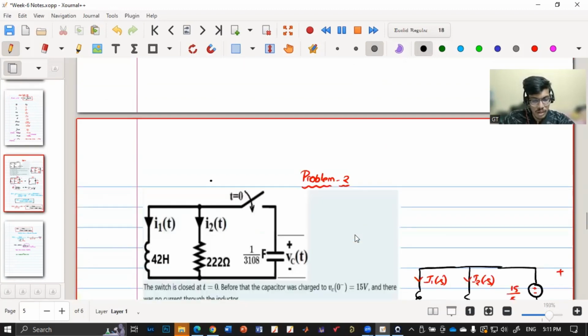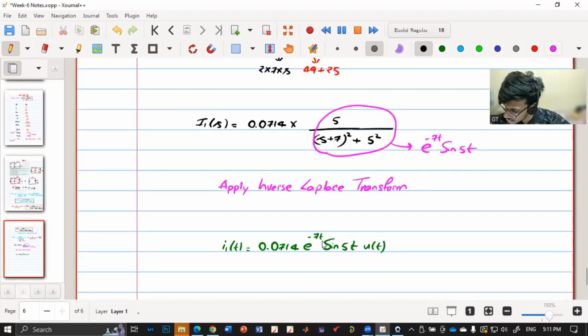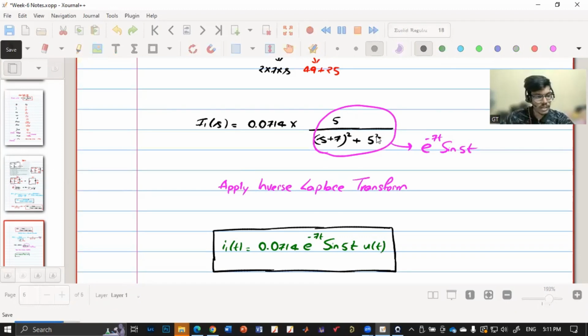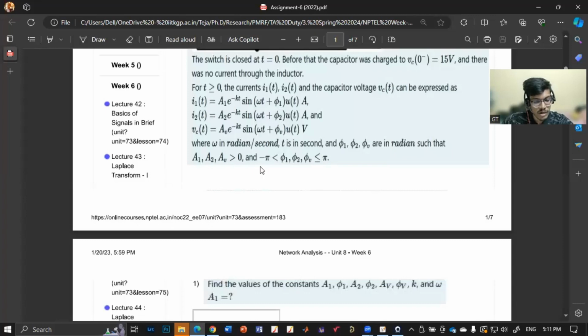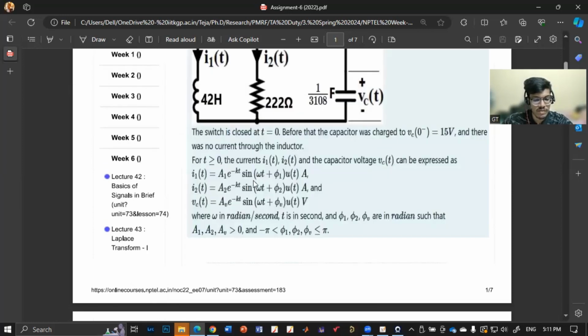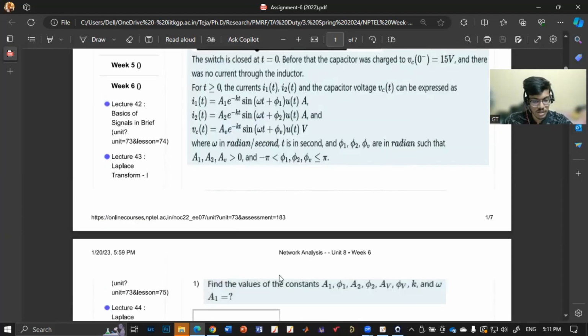Okay. Now, if we come back here, so this is my I1 of t. I'll check with the calculations whether it is properly matching or not. So I'll go back to this question. So I1 is A1 and Phi1, right? So A1 is 0.071, so it is within the range. And my Phi1 is 0 because I got sine 5t. So it is matching. So whatever I1 we have calculated, it is correct.